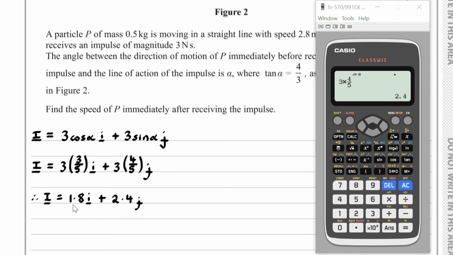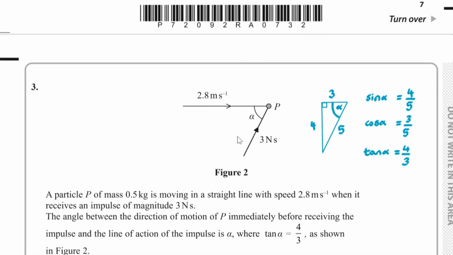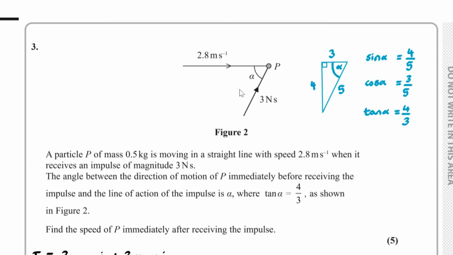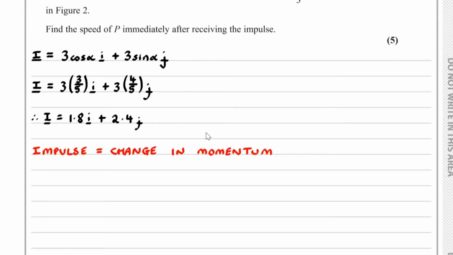So we've got I equals 1.8 i plus 2.4 j. And now to find out what the speed is after receiving this impulse, we can use that the impulse is equal to the change in momentum, and the change in momentum is equal to the mass multiplied by the change in velocity. So we have the impulse, 1.8 i plus 2.4 j, and this is equal to the mass, 0.5, multiplied by the change in speed.